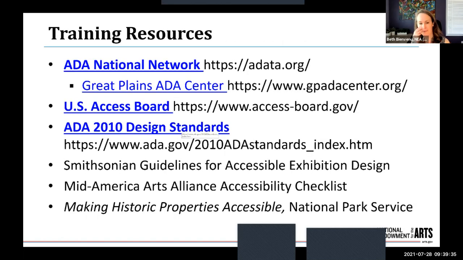Before we end, I just have a number of training resources, and we'll provide these URLs when we send the PowerPoint. The ADA National Network, and in your area, it's the Great Plains ADA Center. The U.S. Access Board has a lot of resources. You can find the ADA 2010 design standards at ada.gov. The Smithsonian has guidelines for accessible exhibit design. The Mid-America Arts Alliance has an accessibility checklist. And the National Park Service has a publication on making historic properties accessible.